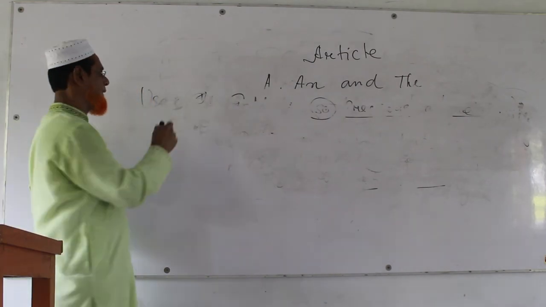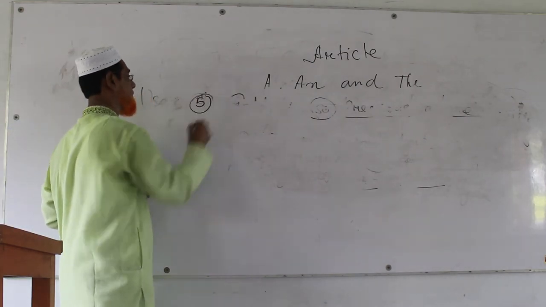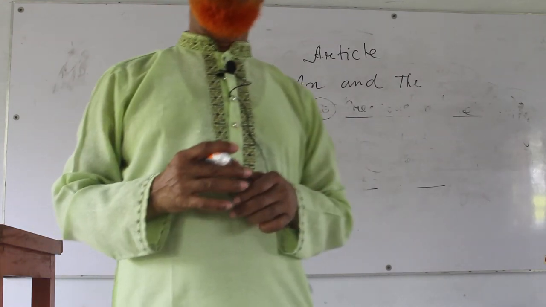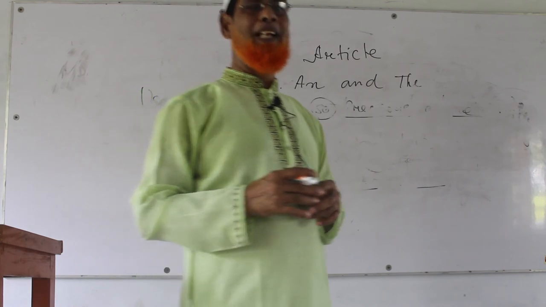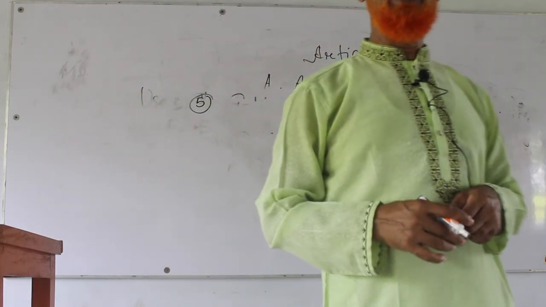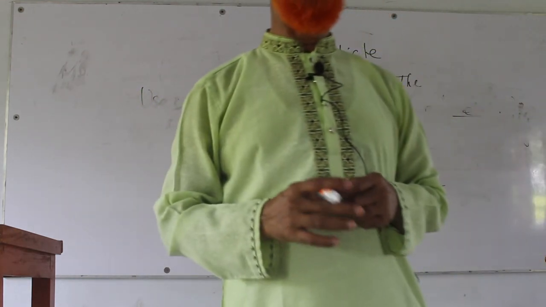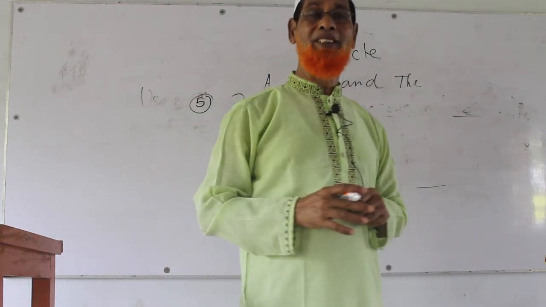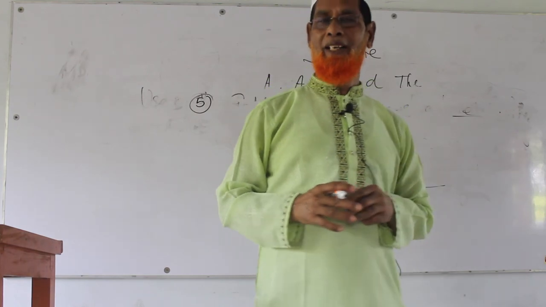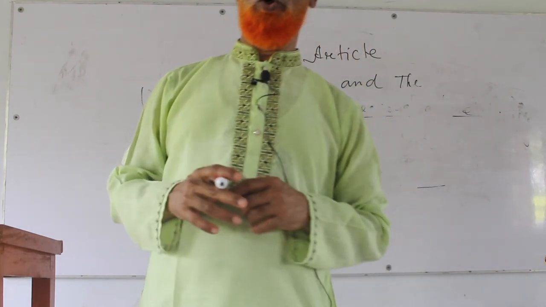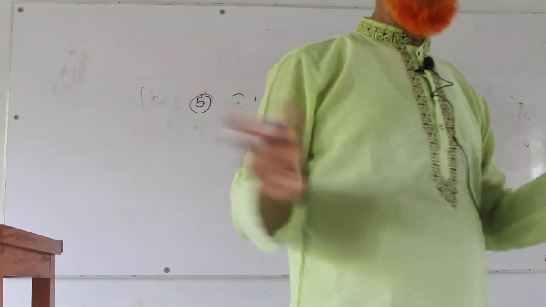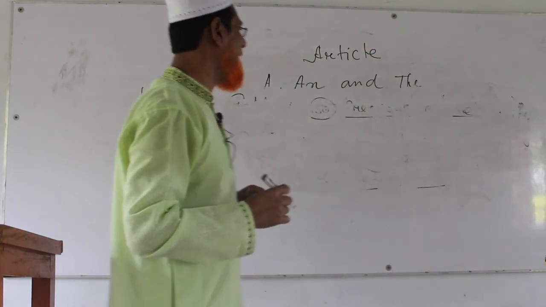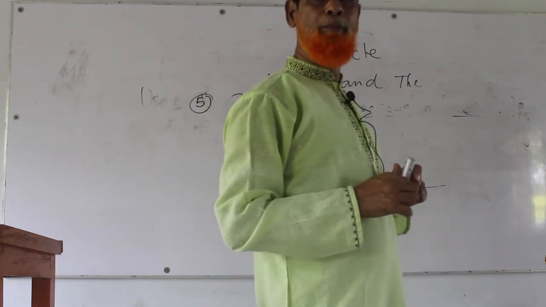Number five. When we use numeral words in the sentence, then we can use a or an before those numeral words. Like thousand, hundred, million, etcetera, before all these numeral words we use a or an.